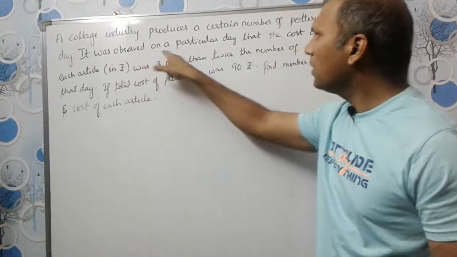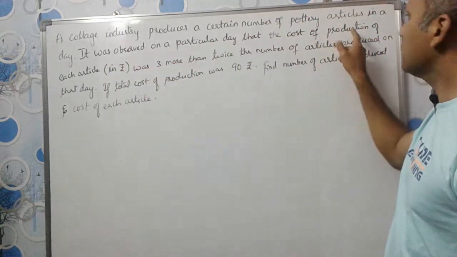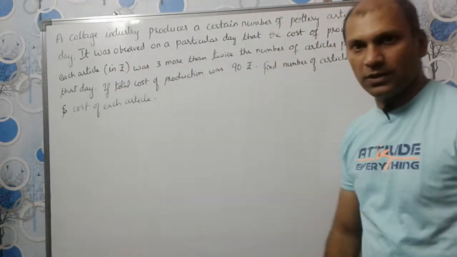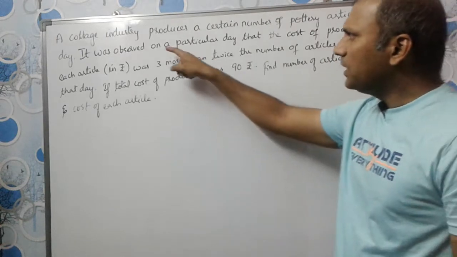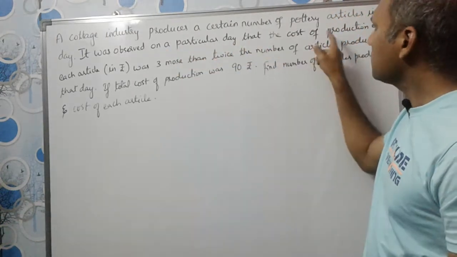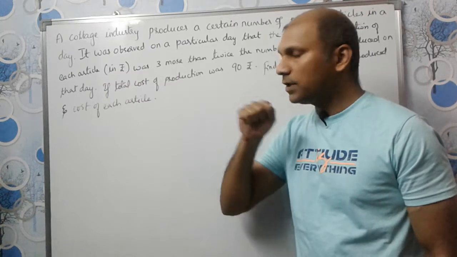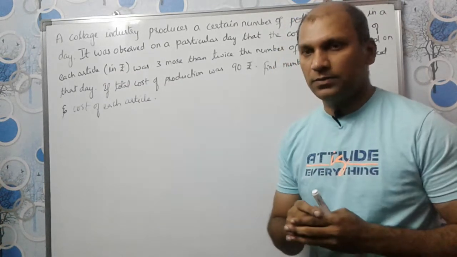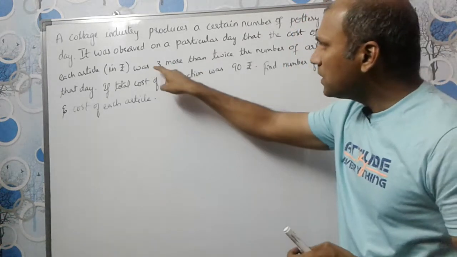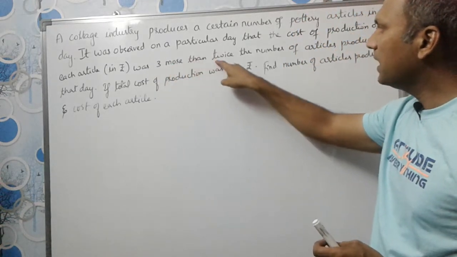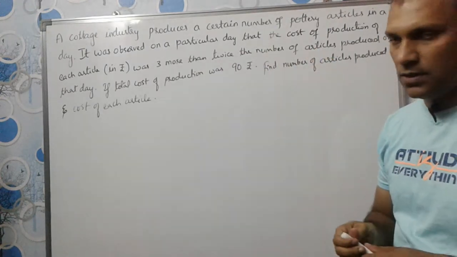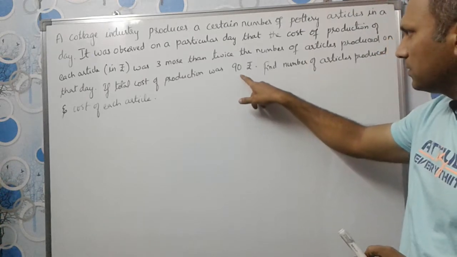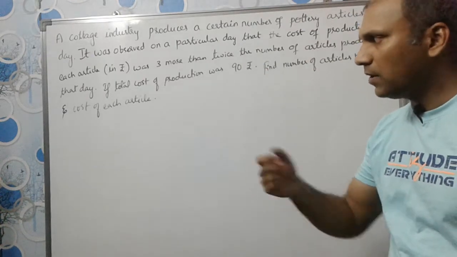And it was observed on a particular day that the cost of production of each article in rupees was 3 more than twice the number of articles produced on that day. See, I'll repeat. What is the cost of production of each article? The amount spent in producing one article. It was 3 rupees more than twice the number of articles produced. If the total cost of production was 90 rupees, find the number of articles produced and the cost of each article.